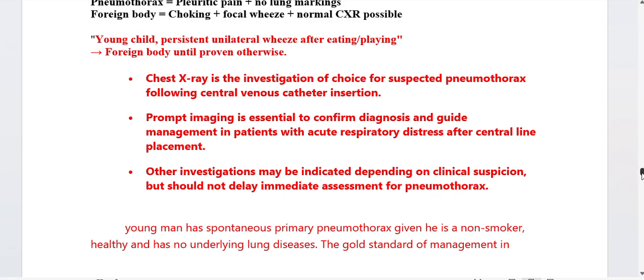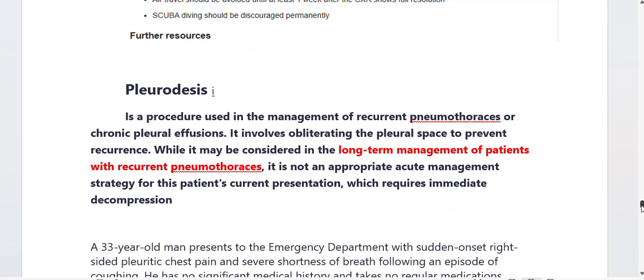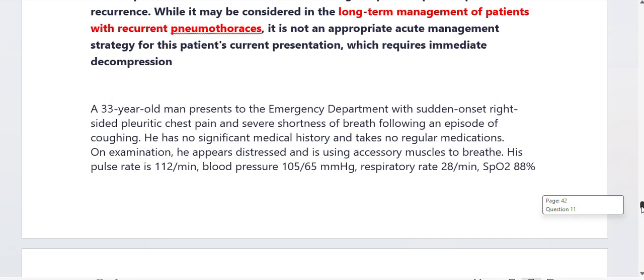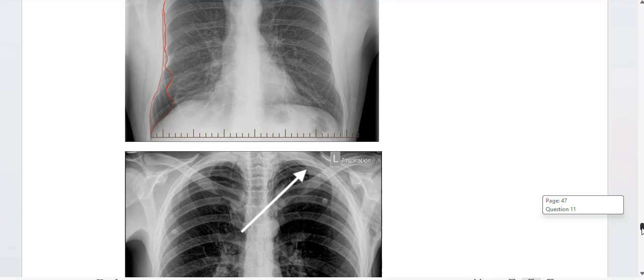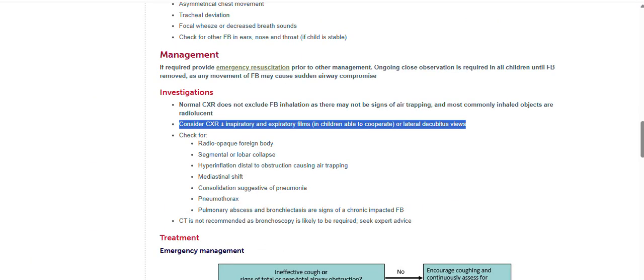Here I have added all the questions from e-medicine. So we will quickly go through the e-medicine questions. Here is our e-medicine.